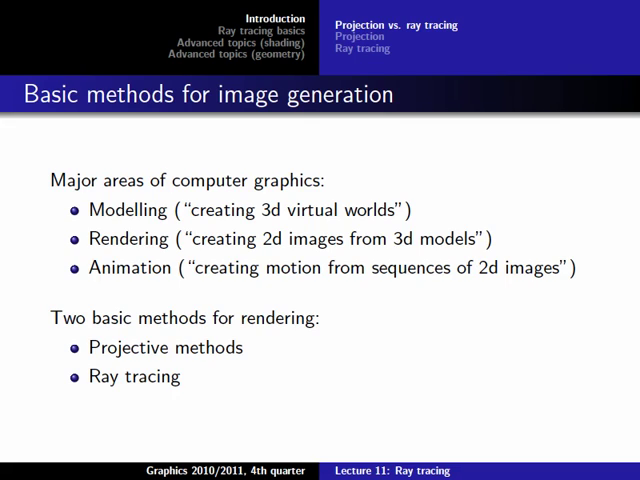And I also told you at that time that we will not talk about the animation and not about the modeling. There are separate courses for this. For modeling, there's the 3D modeling course, and for animation there is a new course starting next academic year in the master program, which is computer animation.